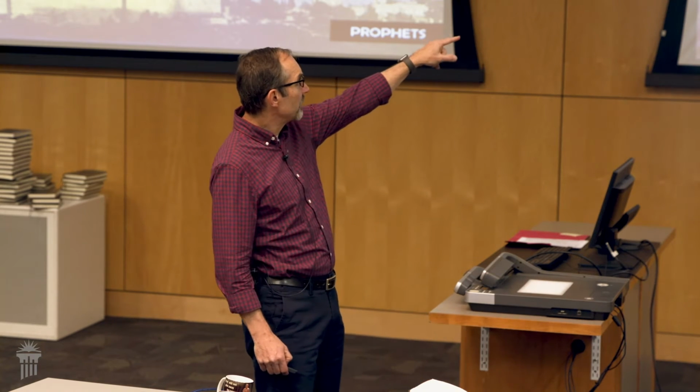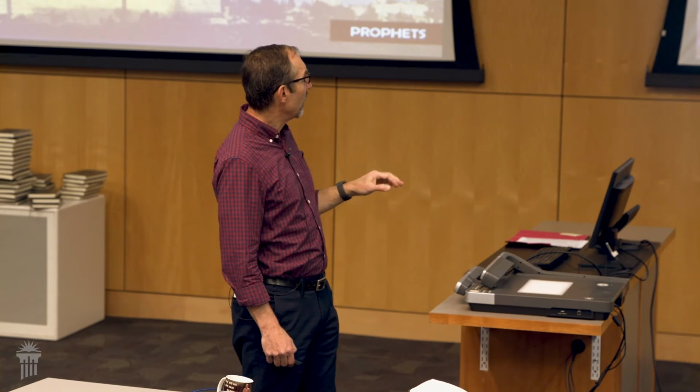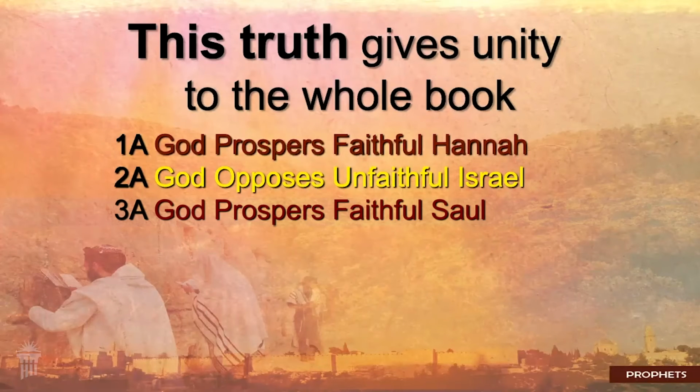If this is Hannah's point, if this is Samuel's point through the mouth of Hannah, then what is he saying? Well, God opposes unfaithful Israel. It's the story of the ark and when they lose it because they think it's a good luck charm, etc., etc. But then you find God prospers faithful Saul. Now, that's something that most of us don't think about much.